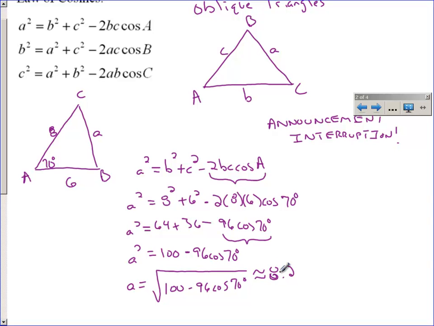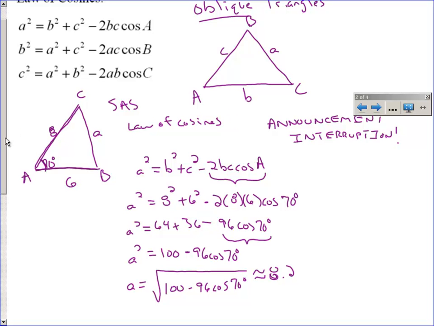So we found a missing side length in a non-right triangle. Non-right means oblique. And I also want you to notice that this triangle was a side angle side triangle. We knew one side length, we knew a second side length, and we knew the included angle between them. This is a perfect example for when to use the law of cosines.